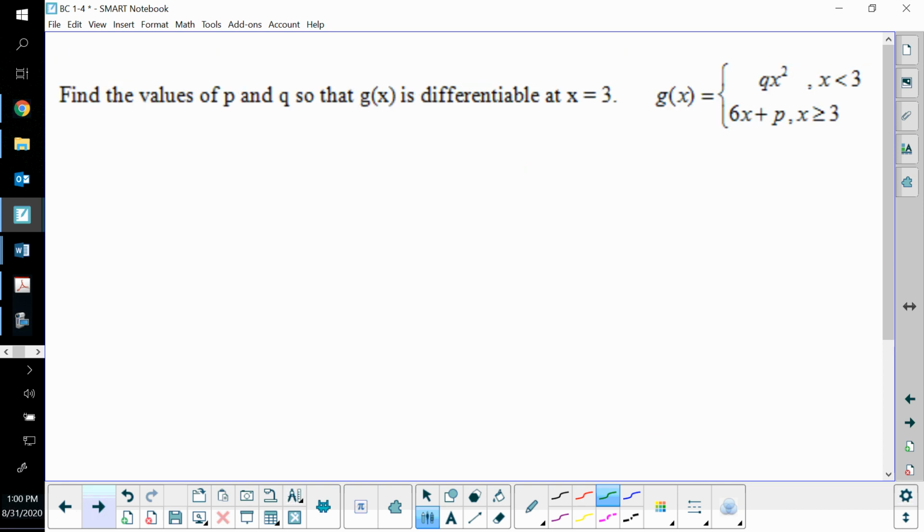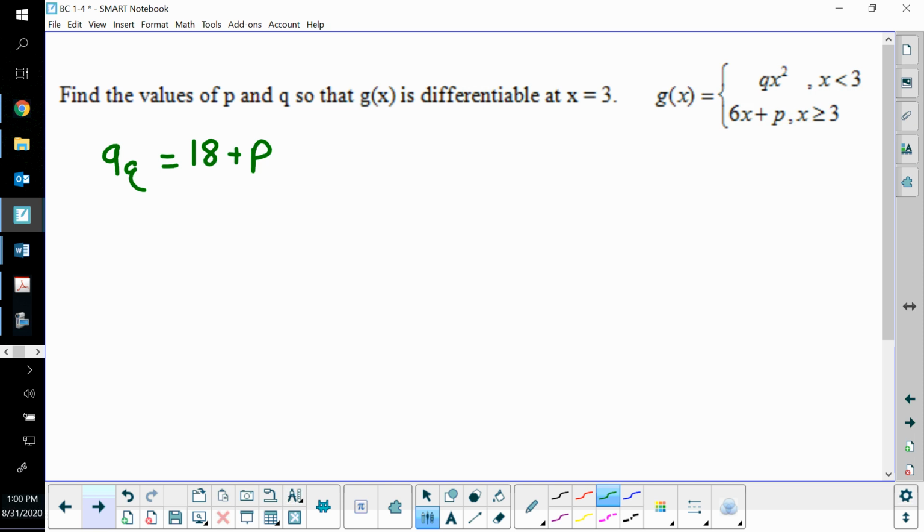All right, last one in this video. So we want it to be differentiable at x equals 3. You can't be differentiable if you're not continuous. So one thing we know first is it has to be continuous at x equals 3. Well, if we sub in 3 to the top part of the piecewise function, we get 9q. If we sub 3 into the bottom part of the piecewise function, I should specify, we're subbing in for x, it's 18 plus p. Well, that's an equation with two variables, so we need something else.